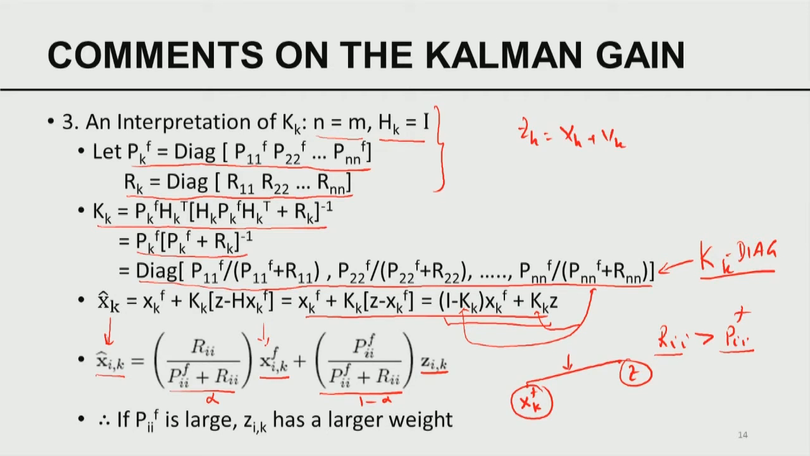That means analysis always favors the one that is more accurate. On the other hand, if RII is less than PII, that means observation is more accurate than the forecast, in which case the Kalman filter gives more weight to the observation. So what does it mean?